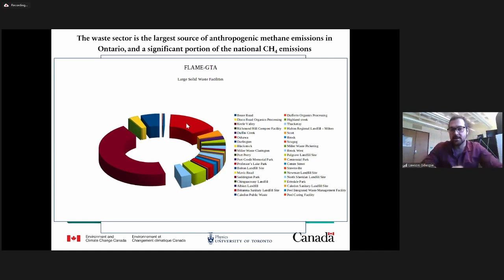So this is just important to tuck away in the back of our minds as we look at what we actually measured in the atmosphere later.